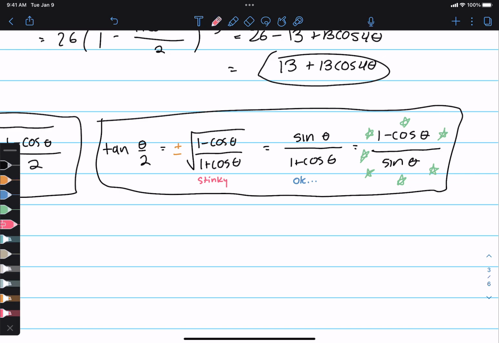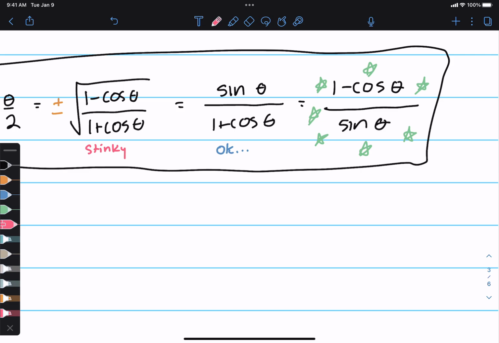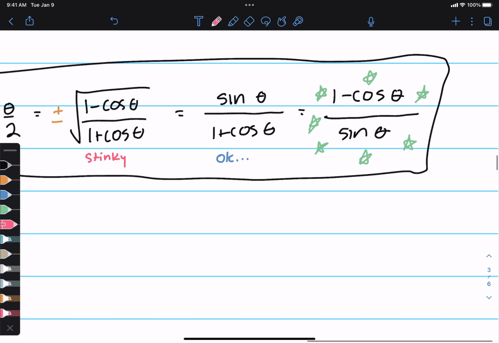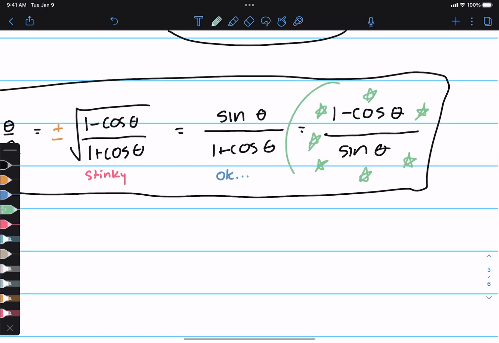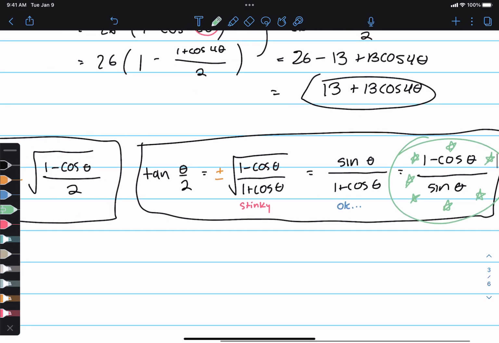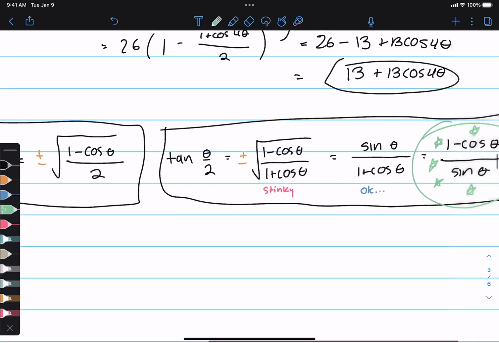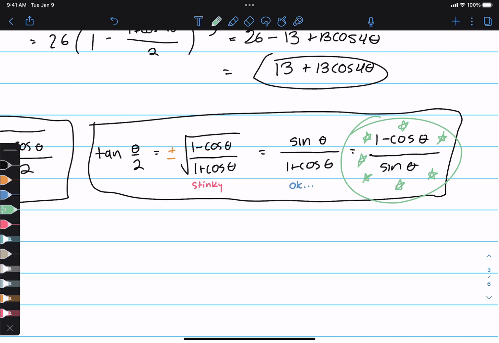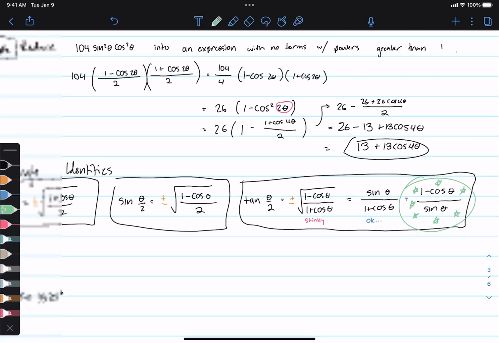But I don't like this formula. This one is really, really stinky and gross to me. Again, we're going to derive these later, but this second formula, it's okay, it's better, but I don't quite like it. And this last formula is the one that I want you to use anytime. So anytime you're dealing with tangent of theta over 2, if you don't know sine of theta over 2 or cosine of theta over 2, I want you to use this one: 1 minus cosine theta divided by sine theta.